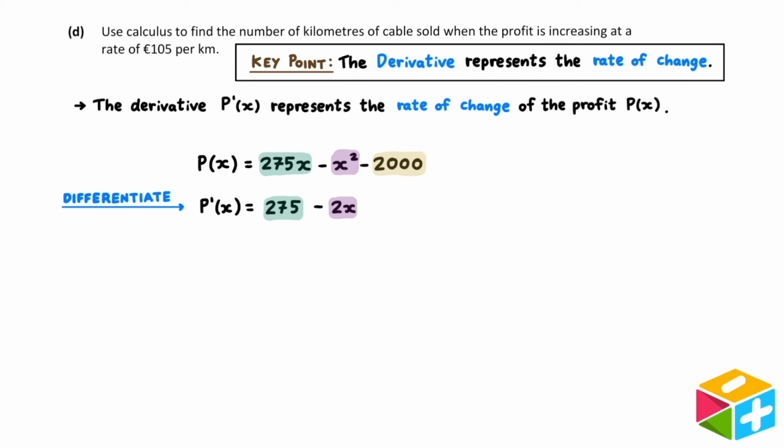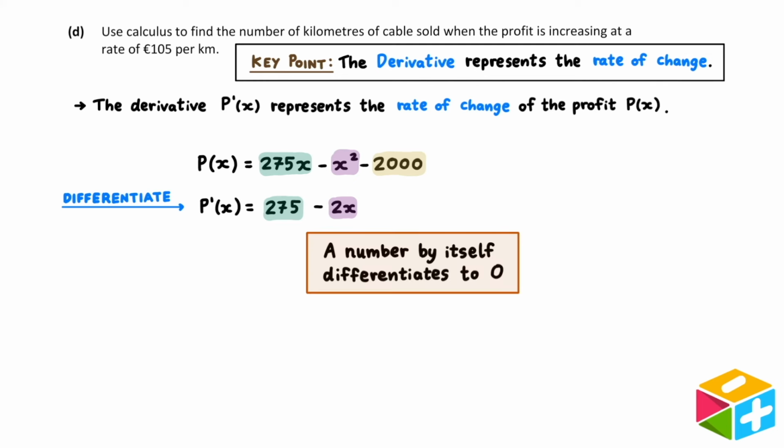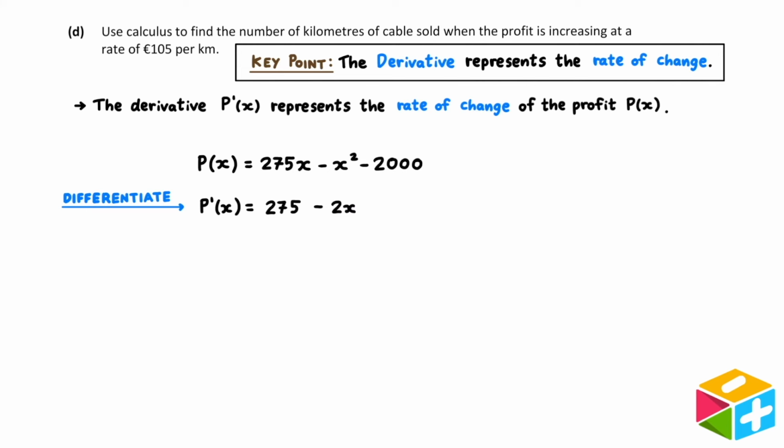The final thing to differentiate is the 2000. There's a useful differentiation fact which says that a number by itself differentiates to 0. So the number 2000 will just differentiate to 0. In other words, it will disappear. So we found our derivative. P dashed of x is equal to 275 minus 2x.